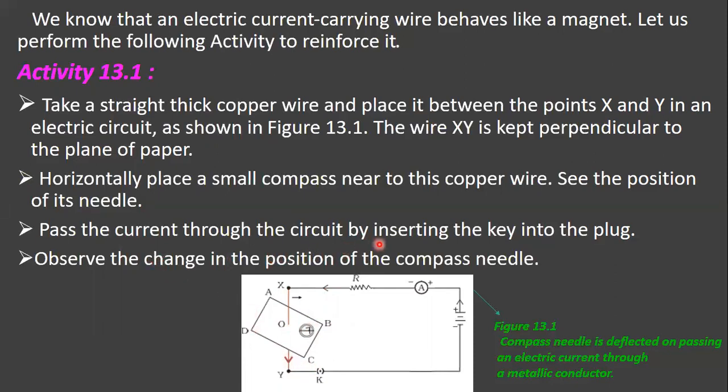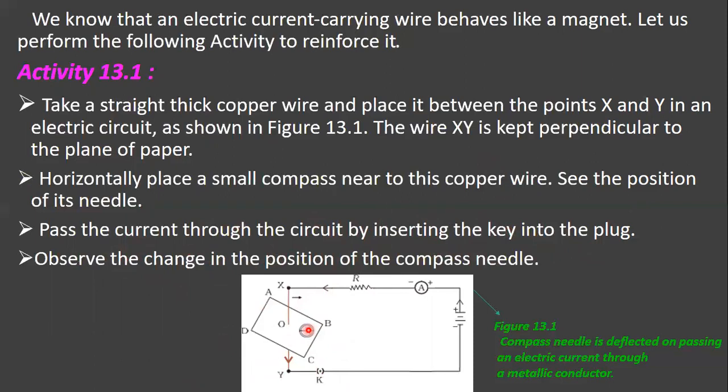Pass the current through the circuit by inserting the key into the plug. Now you pass the current through the circuit by inserting the key into the plug. Now observe the change in the position of the needle. You observe the change in the position of the compass needle.